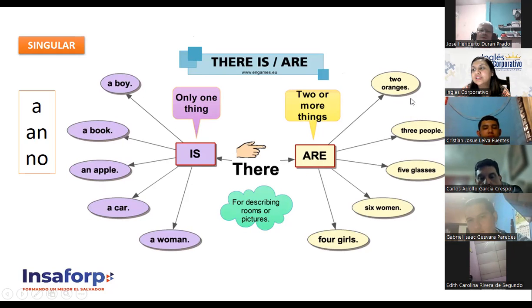There are 2 oranges, there are 3 people, there are 5 glasses, there are 6 women, there are four girls, and we can use some. There are some tomatoes. There are some pupusas. There are some tamales. In negative, we use any. There aren't any tomatoes. There aren't any onions. Or there are no flowers in the flower vase. Okay?